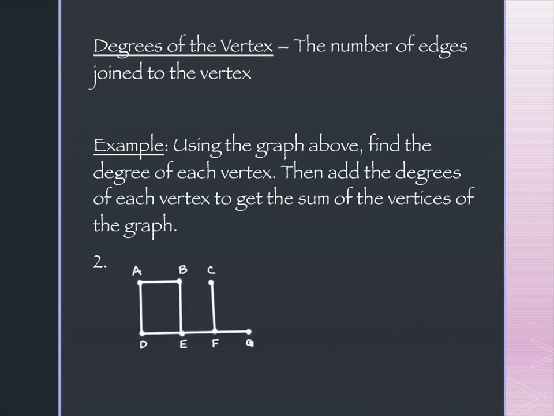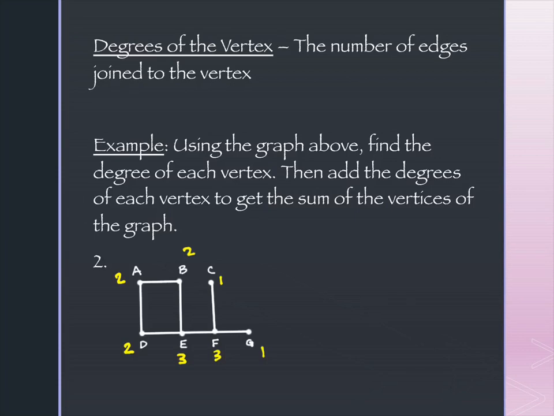Vertex A, how many edges are connected to vertex A? 2. How about B? 2. D? 2. Okay, E? 3. That one's 3. Everybody got the 3 there? Okay. F? 3. C? 1. Ooh, that one's 1. And G? 1. Okay, does everybody understand what we're counting? Okay, good deal.